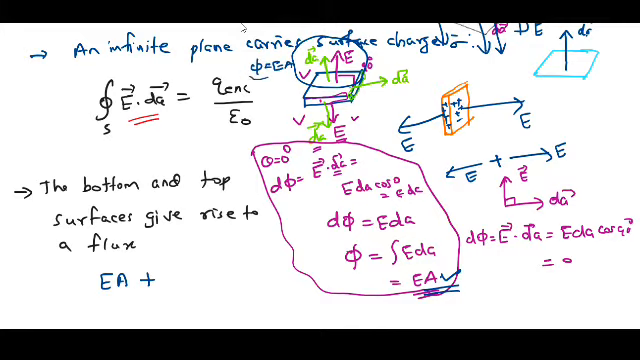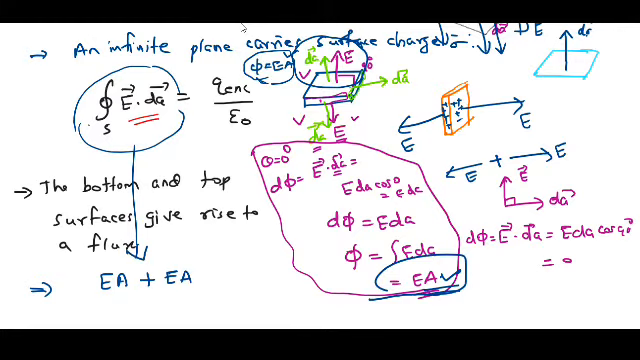That is, the total contribution is EA from the upper surface and EA from the lower surface. Therefore, I can write EA plus EA, as a result of this integration, equal to the right hand side of Gauss's law, that is Q enclosed by epsilon 0. Now I write as it is, Q enclosed divided by epsilon 0.